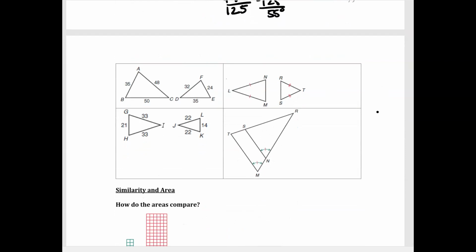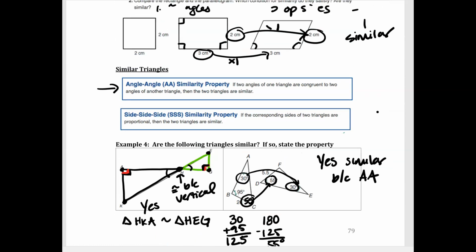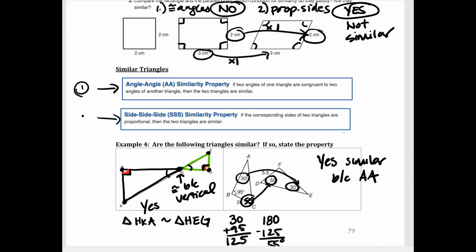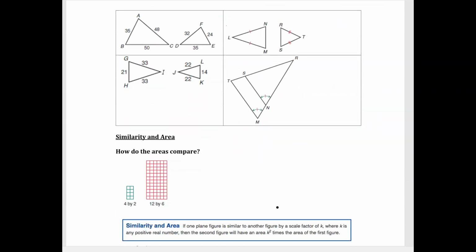So in this next example, we don't have angle measures, and I'm going to just come up here. We talked about this one property, angle-angle. The other one, property number 2, would be side-side-side, and that says if the corresponding sides of two triangles are proportional, so not necessarily the same, but proportional, then we can say they're similar. So let's look at this first example and see if they're proportional.